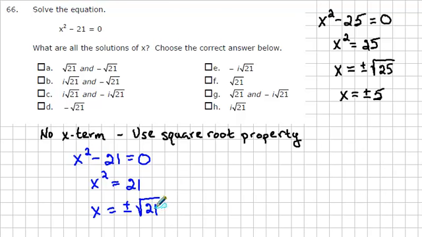21 is not a perfect square, and there aren't any perfect squares other than one that divide evenly into it, and so these are our answers. This means that x is either negative the square root of 21, or x is equal to positive the square root of 21. So we want to select the choice that has both of these solutions listed, and that choice is A. Both the square root of 21 and minus the square root of 21 are the solutions of x.